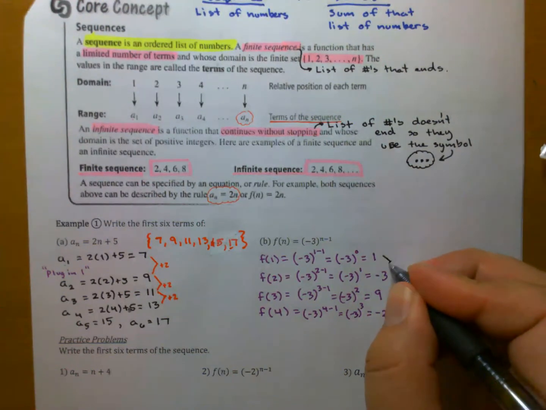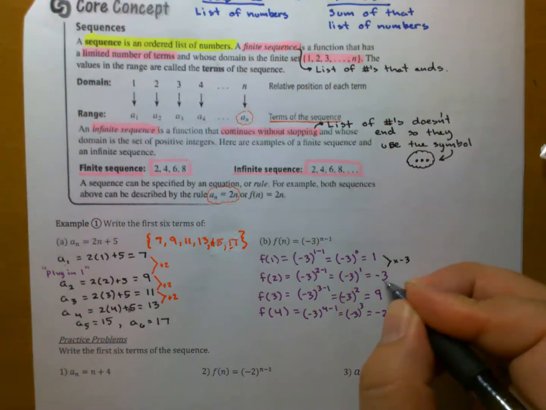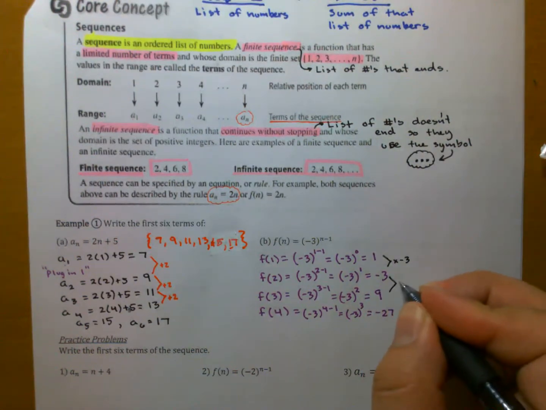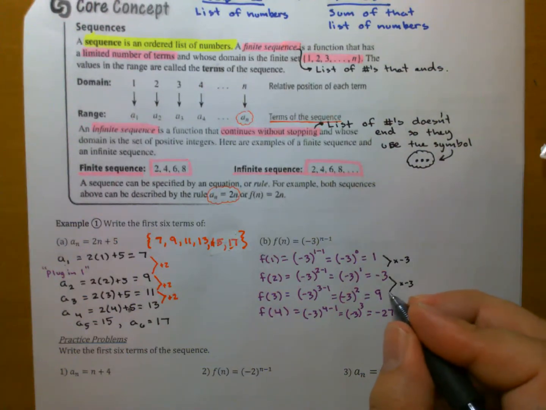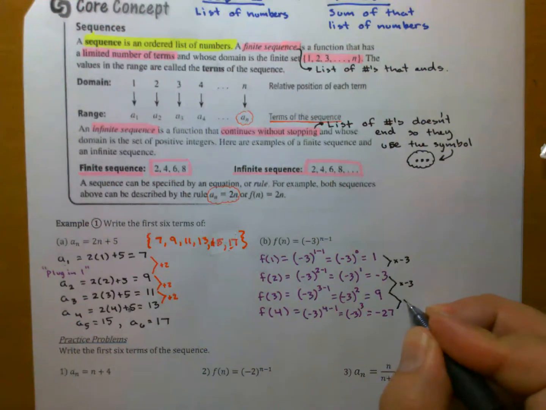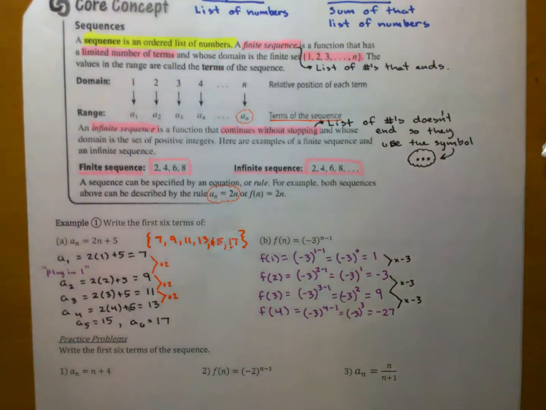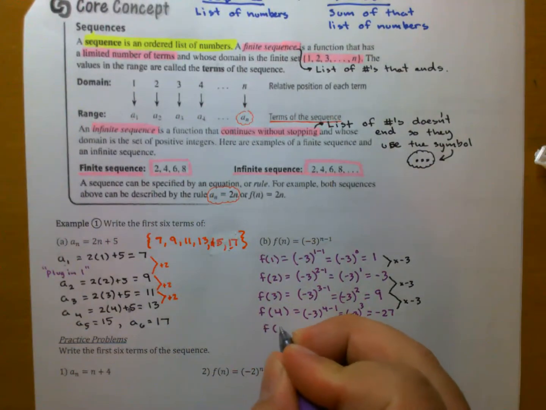Notice 1 times negative 3 would give me negative 3. Negative 3 times negative 3 would give me a positive 9. So you see, I found the pattern. The pattern is that I'm multiplying by negative 3 every single time. So I can continue that and that'll save me a little bit of time, or feel free to plug in.